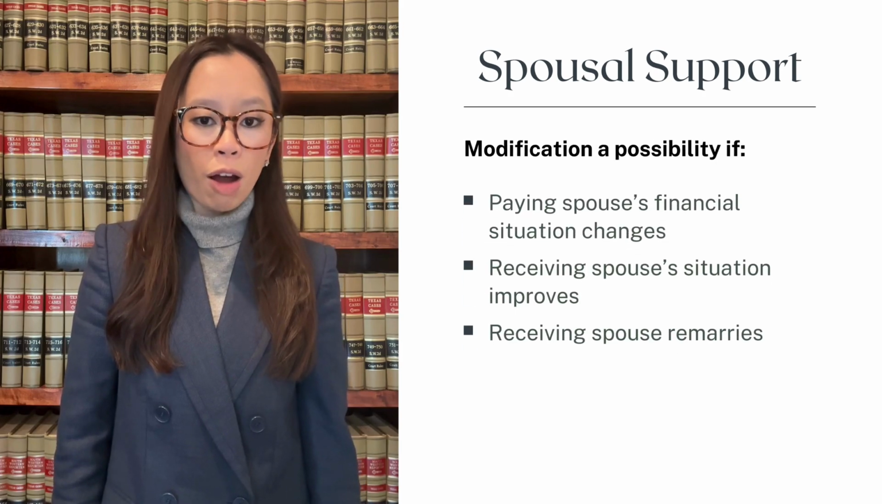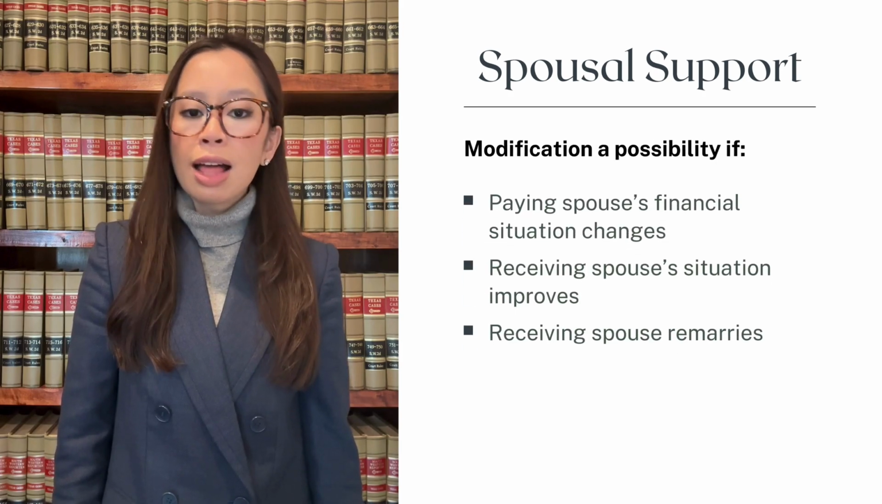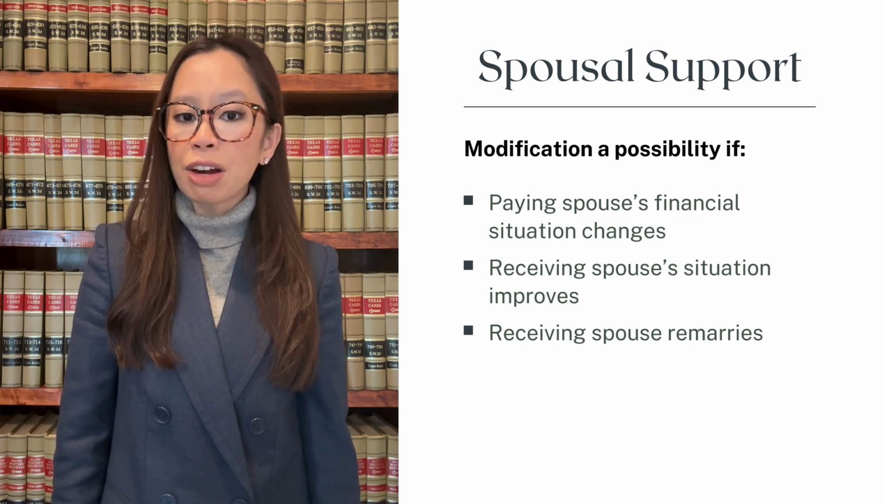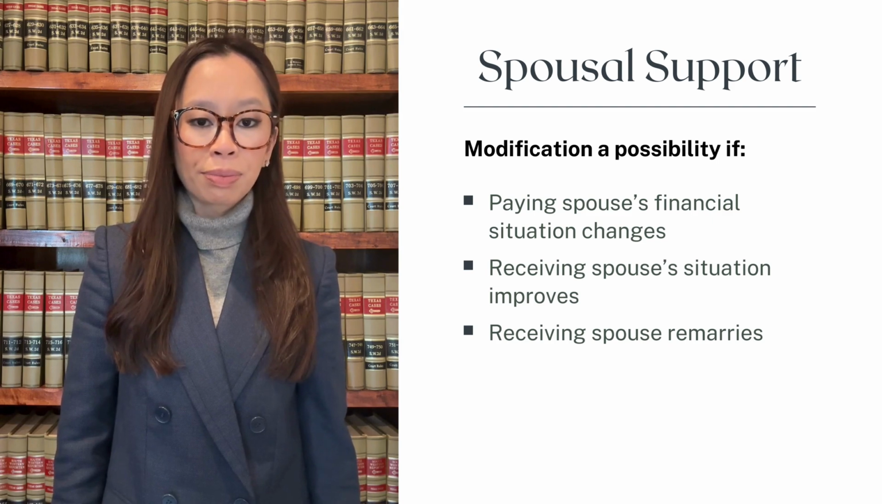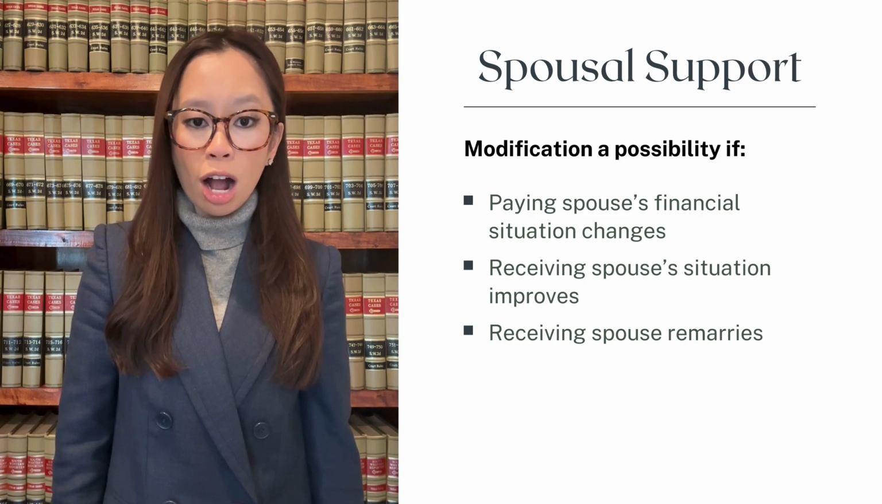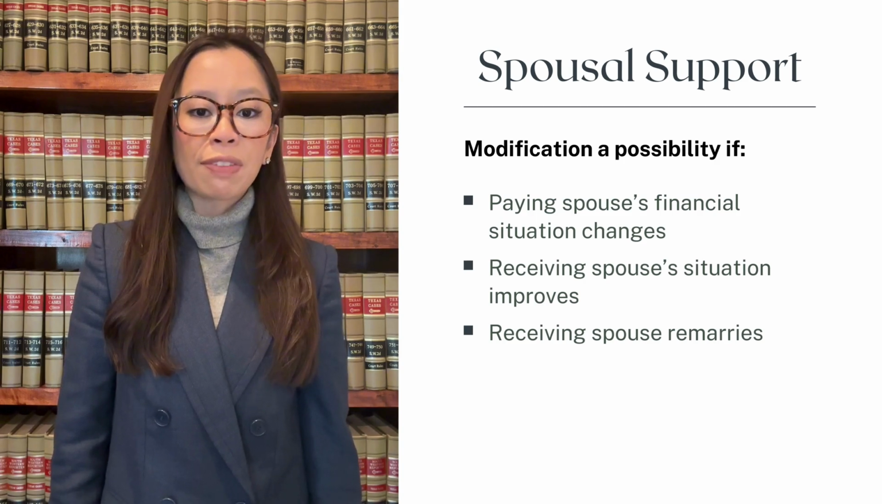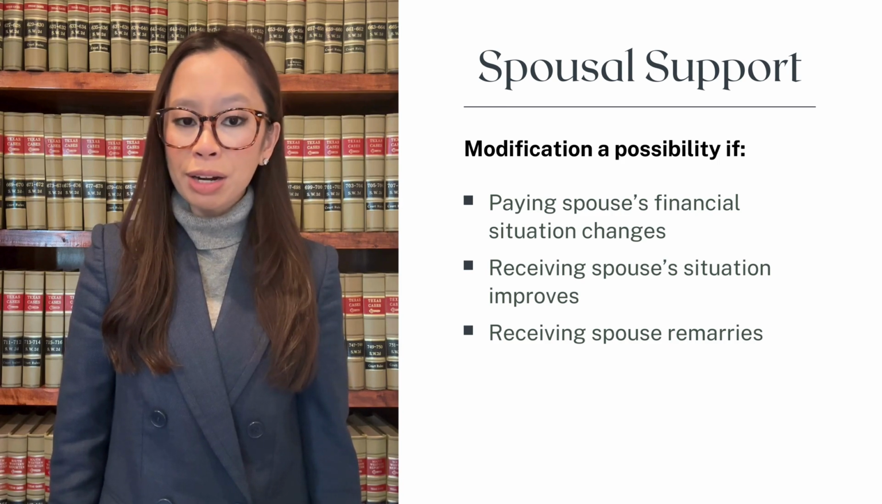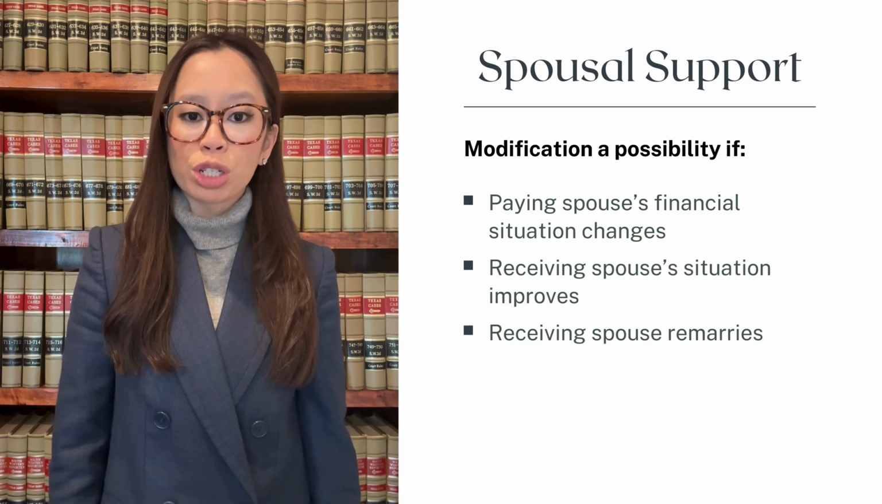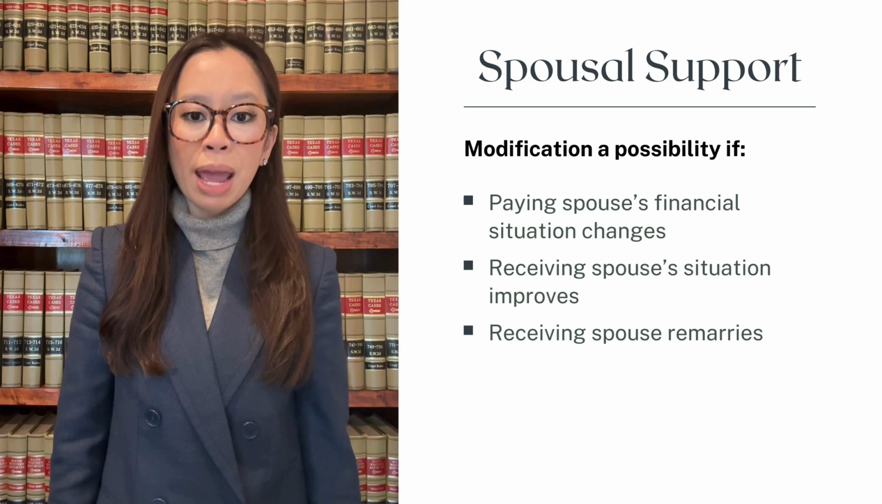A spousal support modification may occur if the paying spouse's financial situation changes significantly, either improving or deteriorating, or the receiving spouse's situation improves, such as if they get a new job or remarry. For instance, if the spouse receiving alimony remarries or starts earning a higher income, the paying spouse may petition to reduce or terminate the alimony payments.